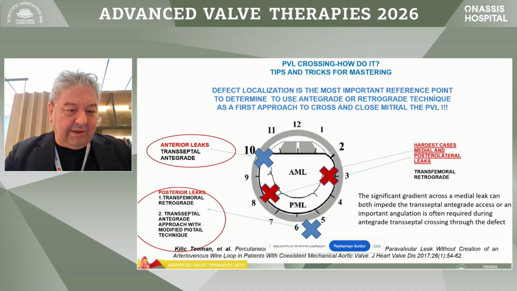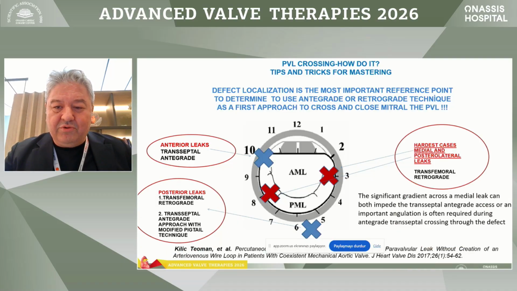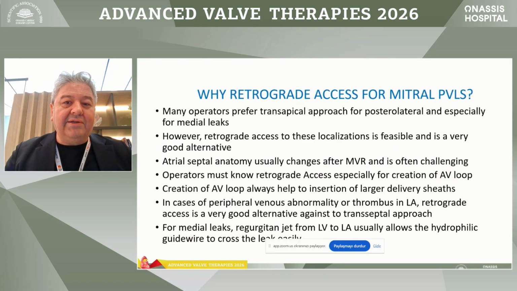Or transseptal antegrade approach with modified pigtail technique. The hardest cases are medial and posterolateral leaks, and I always prefer to start with the transfemoral retrograde approach. Why is retrograde access very important for mitral paravalvular leaks?